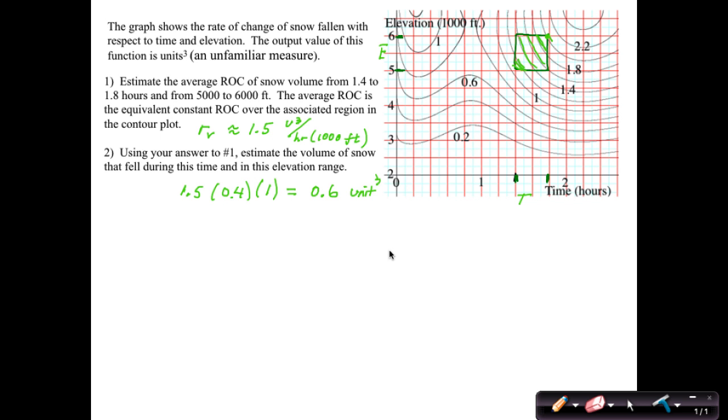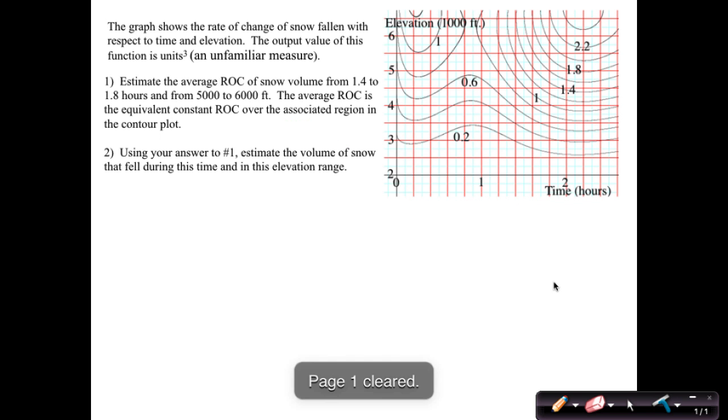So does it make sense what we're doing? So given that rate of change, assuming that it's the same over that entire block, where you have a 0.4 interval of time, and the range on the mountain of 1,000 feet from 5,000 to 6,000 feet, this would be the amount of snow that fell. Okay, so now we answer that same question again, but this time, so any questions about that? Does this make sense?